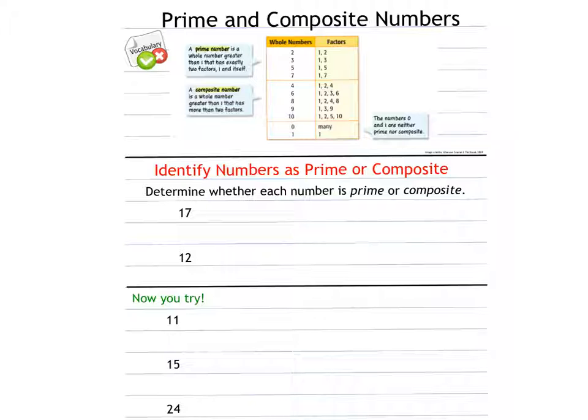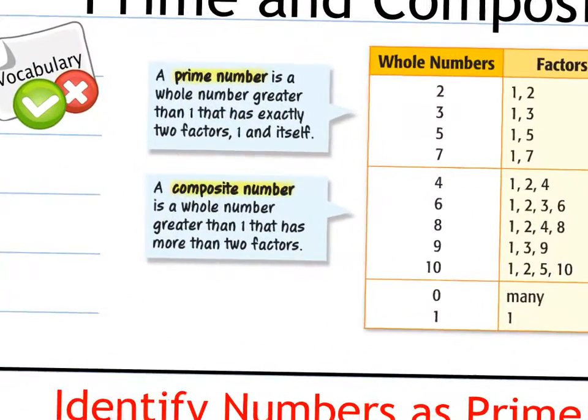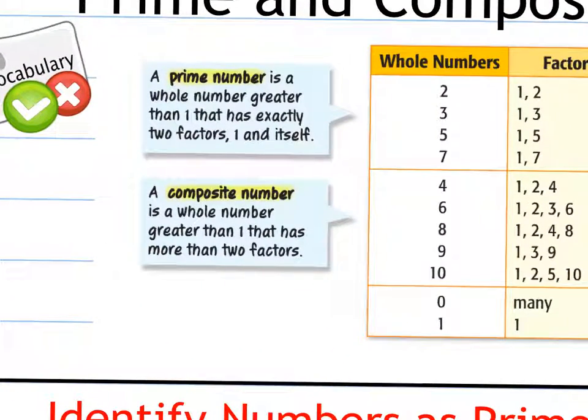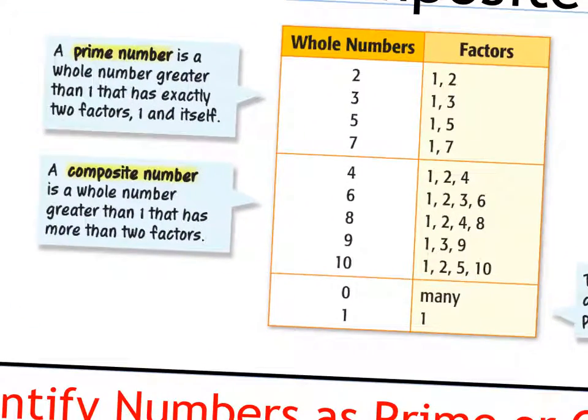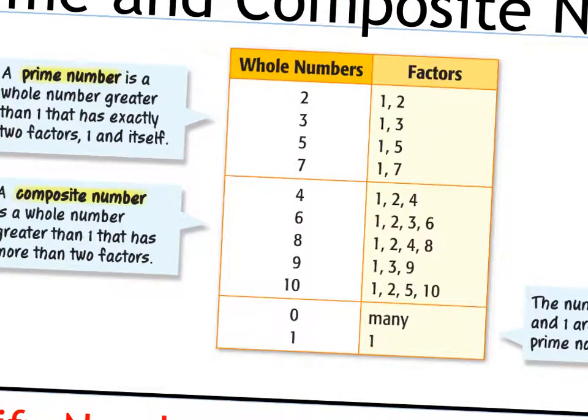A little review for you here. We learned about this in Unit 0, prime and composite numbers. A prime number is a whole number greater than 1 that has exactly 2 factors, 1 and itself. So a couple of vocab to write down. A composite number is a whole number greater than 1 that has more than 2 factors. And the factors are the numbers that multiply to give us a number.